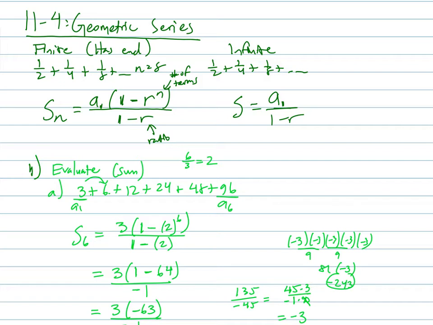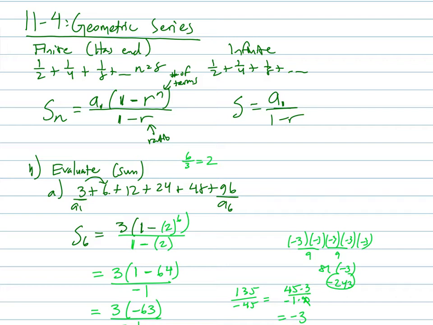So number one, let's evaluate. In other words, let's find the sum. So let's do 3 plus 6 plus 12 plus 24 plus 48 plus 96. Okay, so this has an end. So obviously this is a finite geometric series. We've got 1, 2, 3, 4, 5, 6, a sub 6 terms. So we're going to sum up S sub 6 equals a sub 1. A sub 1 is this 3 here. Times 1 minus, alright, now we need to figure out what is our r, what's our common ratio.